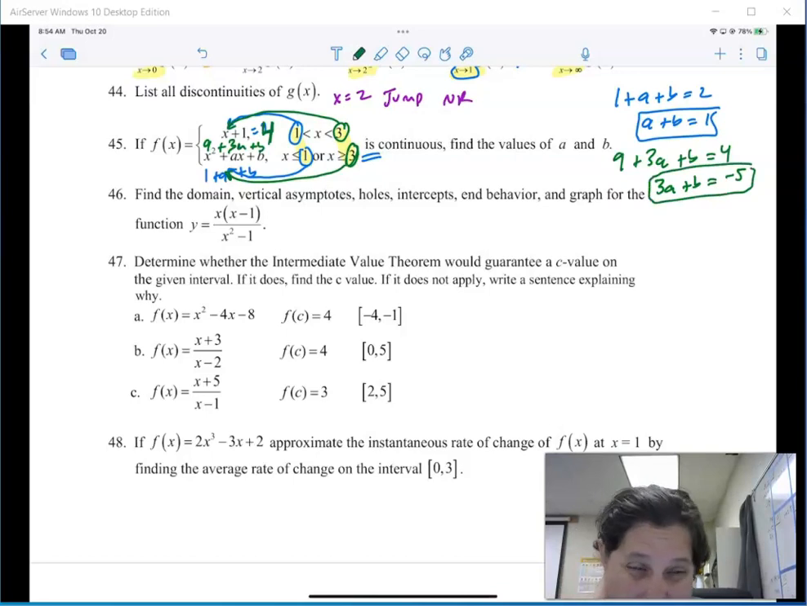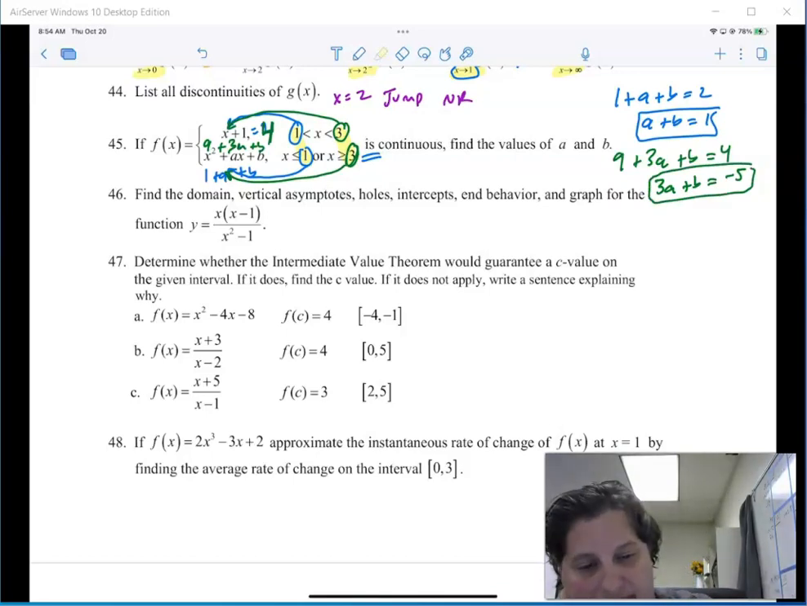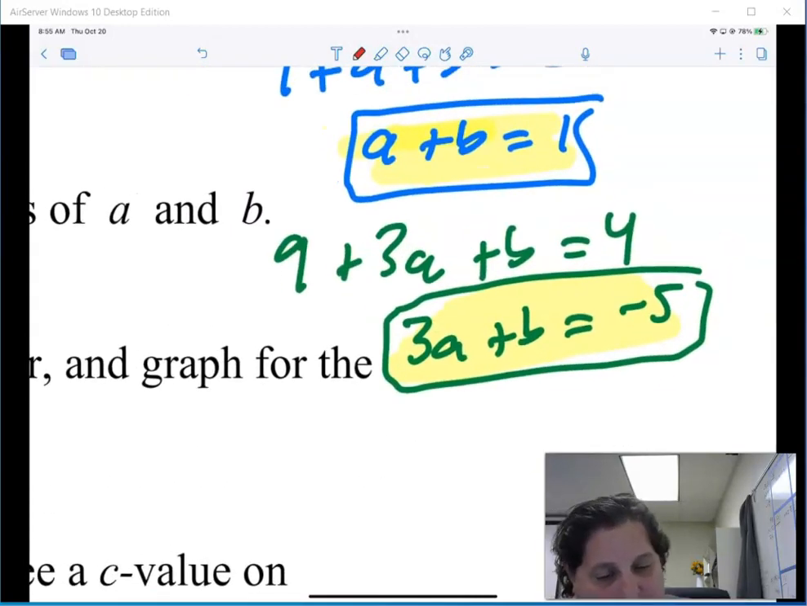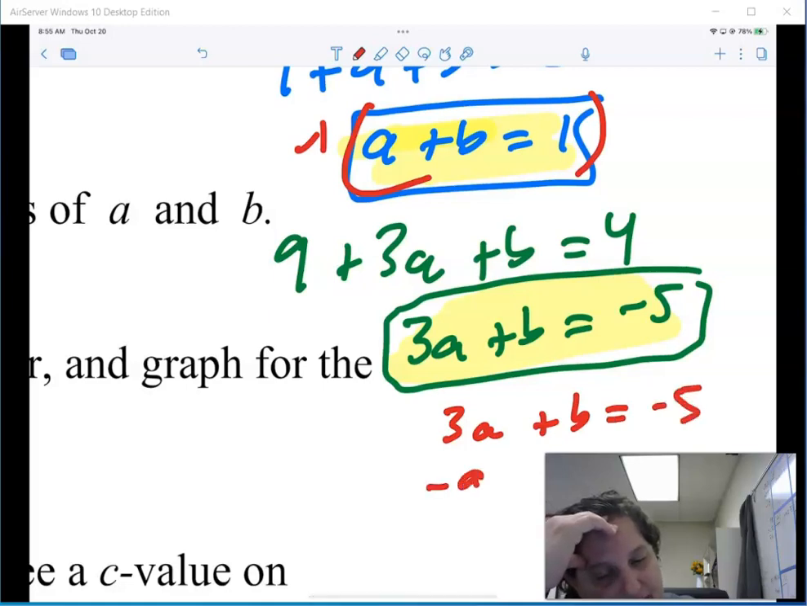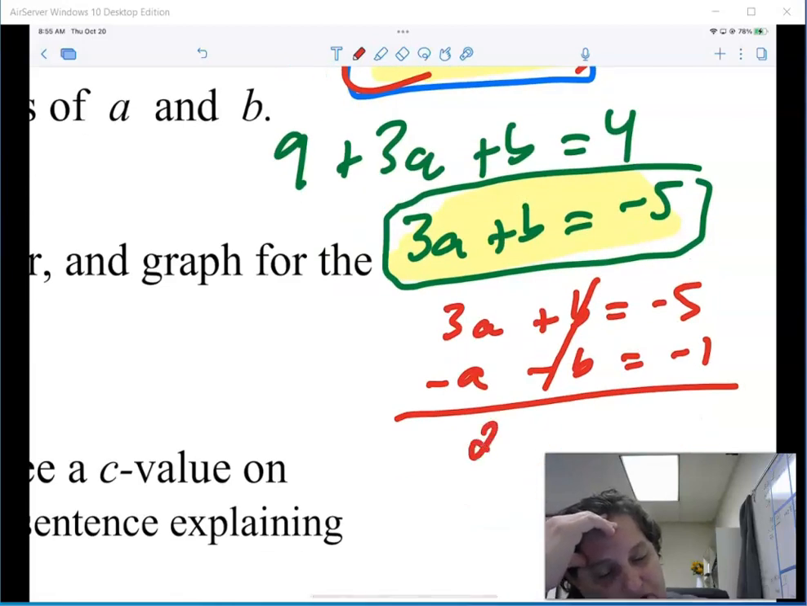And what I've noticed is a lot of you guys have forgotten how to solve a system of equations. So I'm going to remind you. When you look at this, you want to be able to cancel out either the a or the b. Since that's plus b and that's plus b, I want to cancel out the b. But in order to cancel it out, it has to be one plus and one minus. So up here I'm going to multiply everything by negative 1. Right here, I'm going to leave it the same. So 3a plus b is negative 5. Negative a minus b is negative 1. So I end up getting 2a is negative 6, a is negative 3.